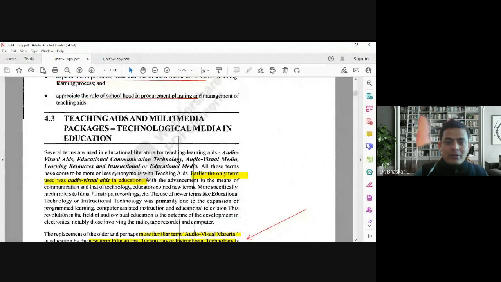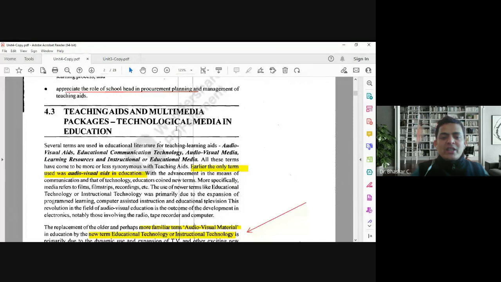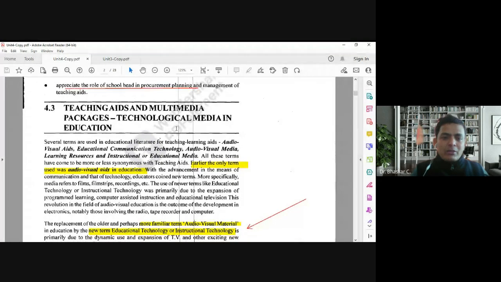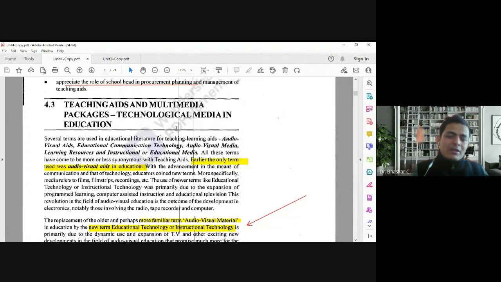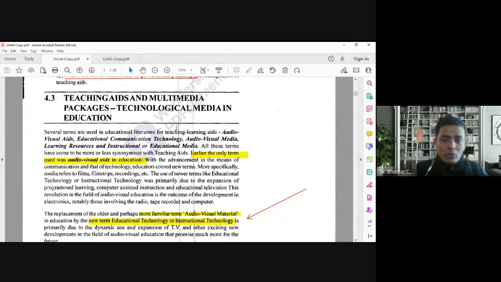Let me just go back to where we started. We are talking about teaching aids and the multimedia packages. What are the multimedia packages? Packages are basically meant for those media which include more than one, right?